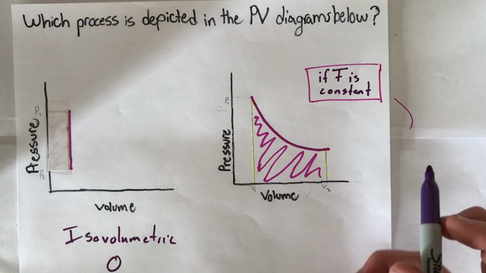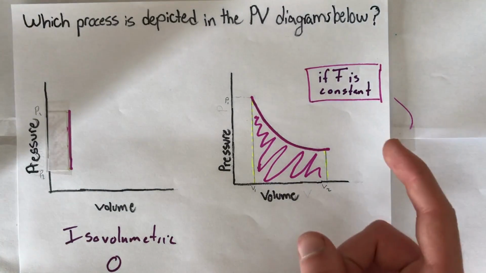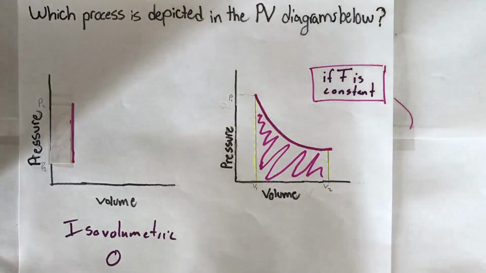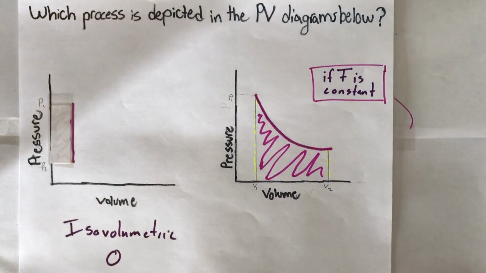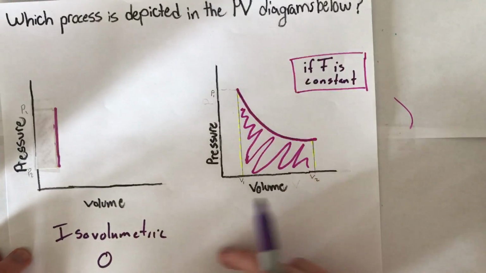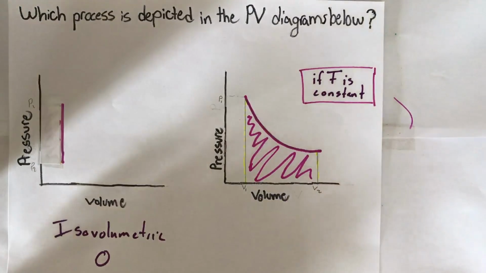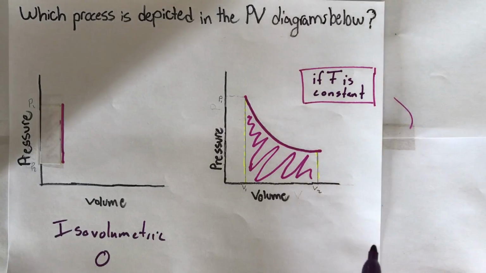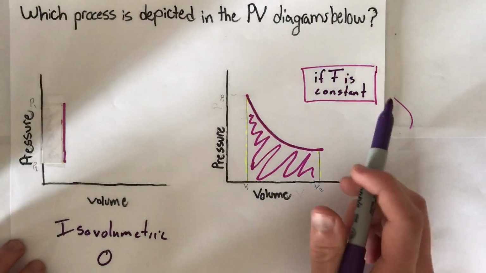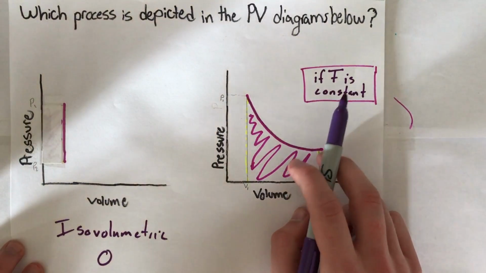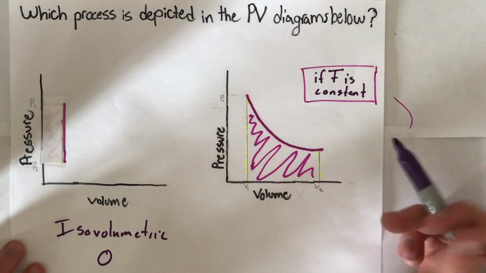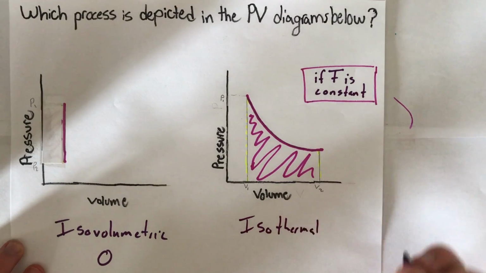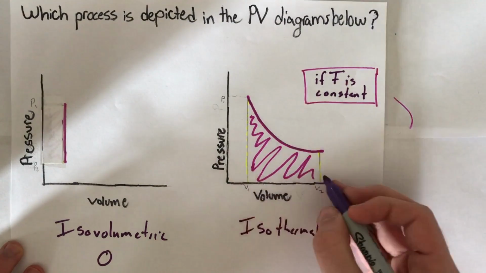This next one, we see this curve, and we know from what we saw earlier in the video that this sort of shape could either be isothermal or isovolumetric. So both the pressure and the volume are changing on this one. So we know it's not isobaric or isovolumetric, so it must be either adiabatic or isothermal. But right here we see T is constant, and we know isothermal is when T is constant. Isothermal.